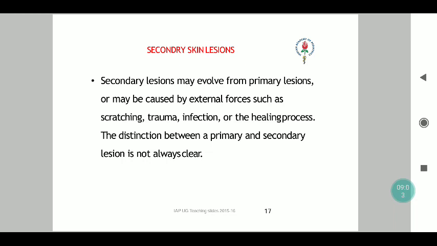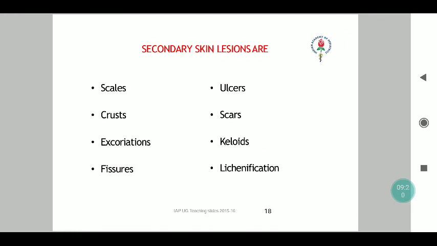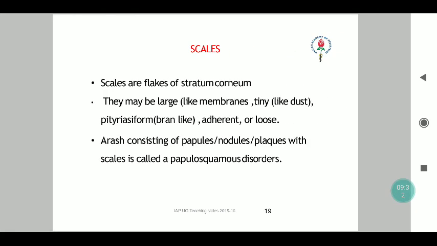Coming to the secondary lesions, these evolve from primary lesions and are generally seen because of external forces such as scratching, trauma, infection, or as a part of the natural healing process. But from a visual perspective, the distinction between a primary and secondary lesion is not always clear. Now, the secondary lesions, to just enumerate them, include scales, ulcers, crusts, scars, excoriations, keloids, fissures, and lichenifications.